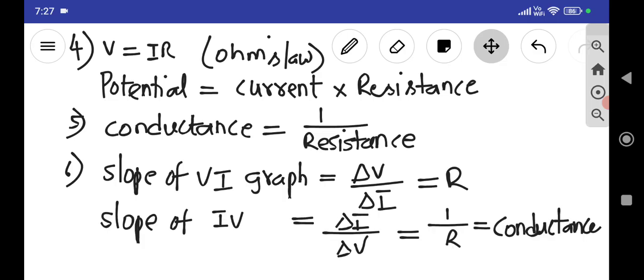So fourth one, according to Ohm's law, V is equal to IR, then conductance is 1 by resistance. So if you draw the slope of the VI graph, in some of the questions it is delta V by delta I, which is equal to R.